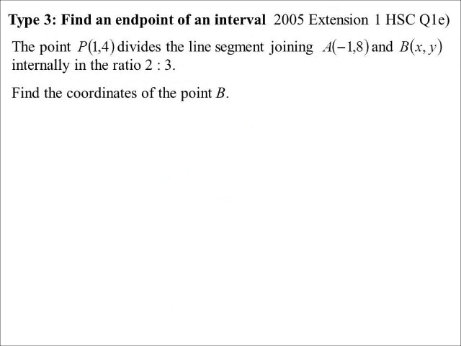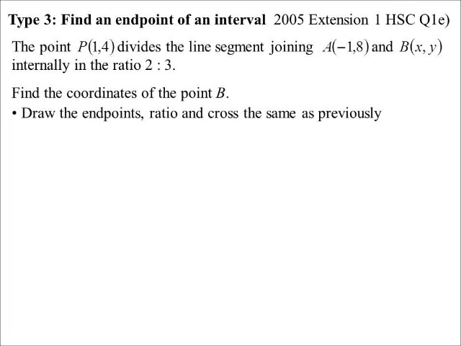Well, what happens if they give you the answer, but they haven't given you one of the endpoints? So in this one, they've told us 1, 4 divides the segment interval joining A, they've given us that one, minus 1, 8. They just haven't given us B. So x, y, we've got to find those coordinates. The ratio is 2 to 3. So again, I'll do it exactly the same way.